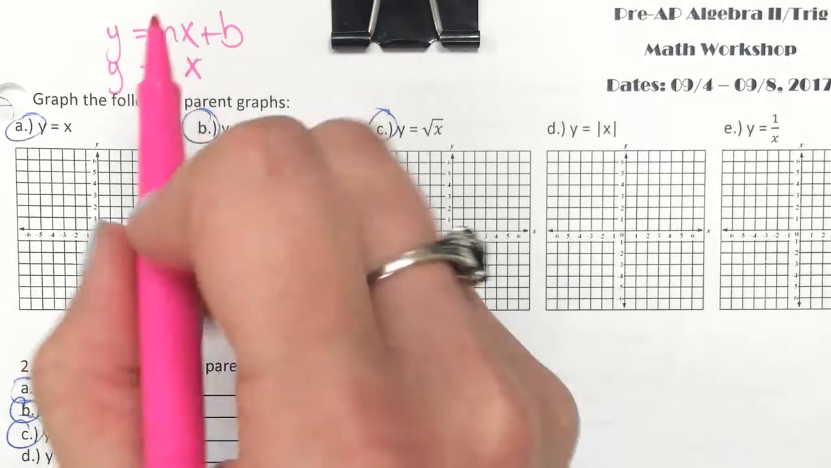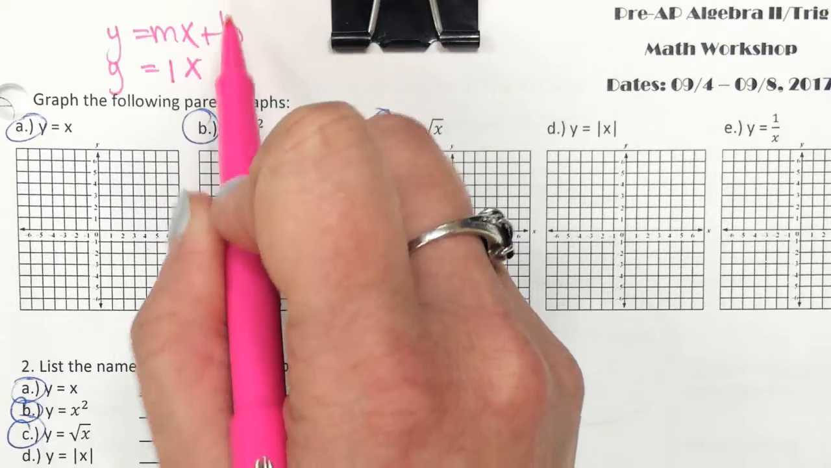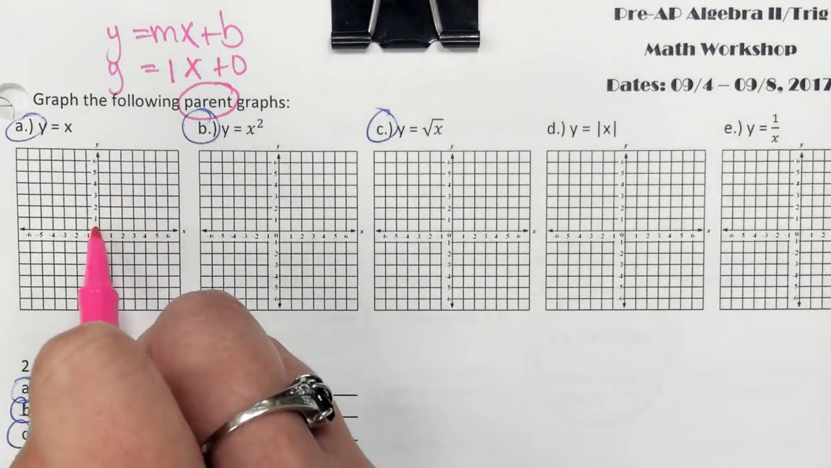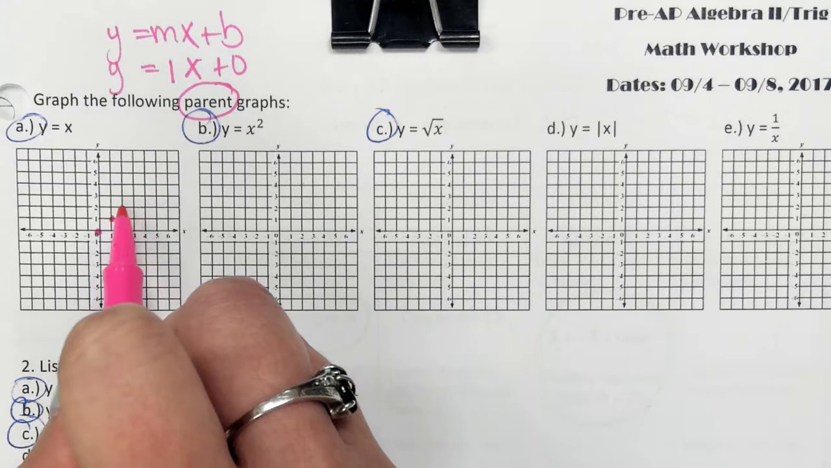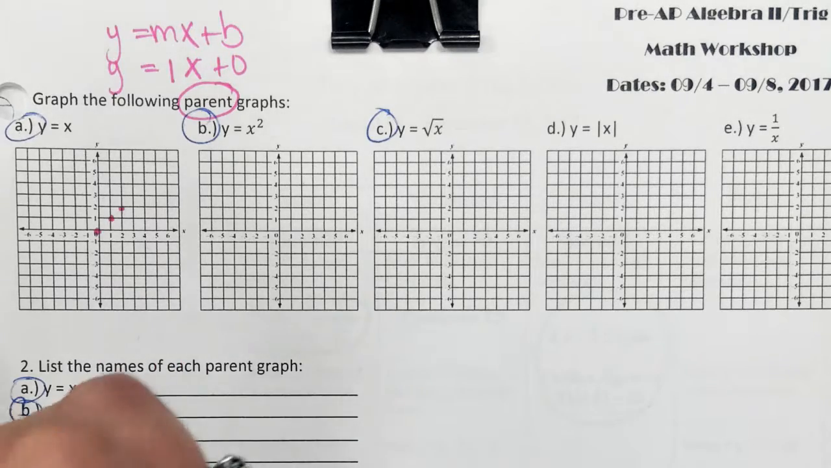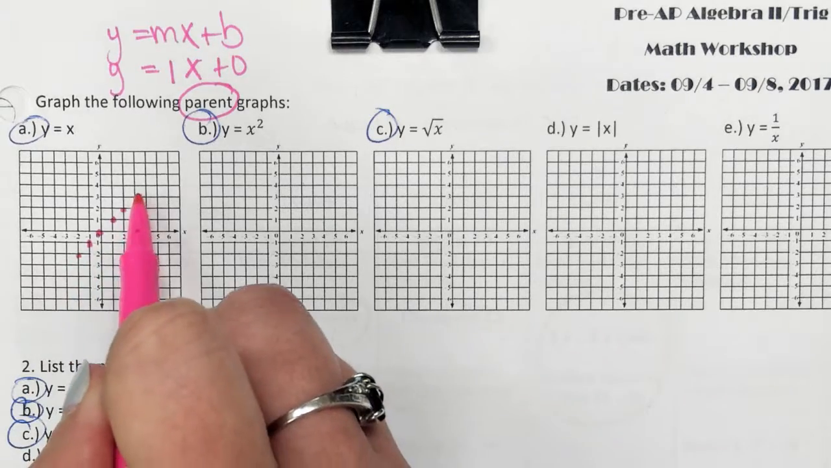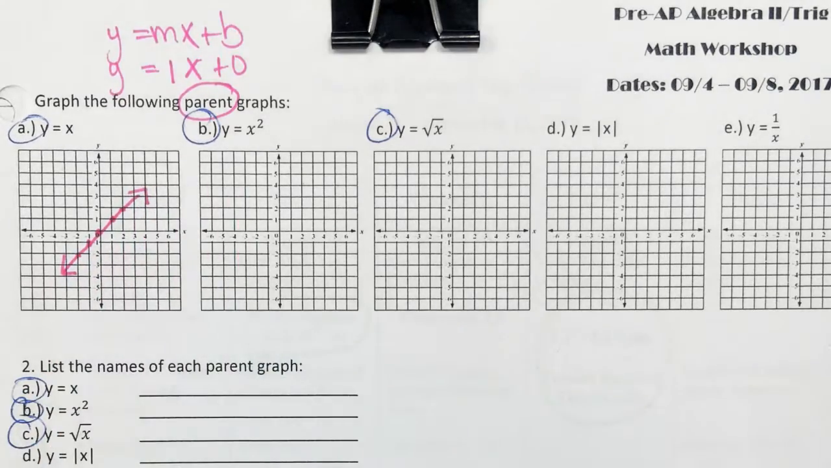Okay. All right. So here we go. What's my slope? 1. What's my y-intercept? 0, because parent graphs always start at the origin. So we're going to go up 1 and right 1. What's the opposite of going up and right? Down and left. There you go. Make sure you put arrows on the end.